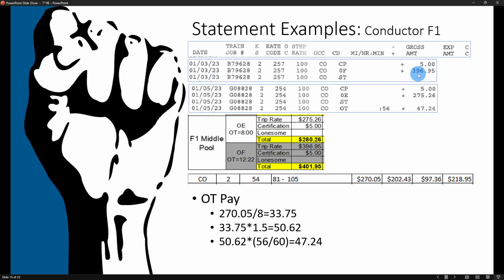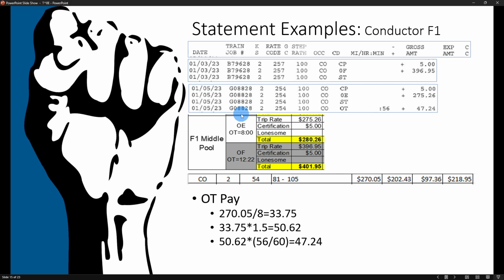Turns out the person did not have more than 12 hours and 22 minutes on duty to get the overtime. I left another example in here. The rate code, I included a rate code down here, for this overtime calculation. So it's GO 8828, OE one way, $75.26, $5 for the certification pay, and the overtime, 56 minutes.